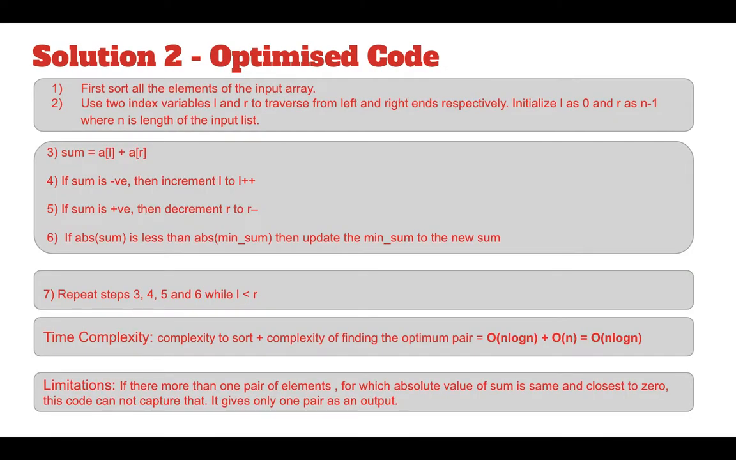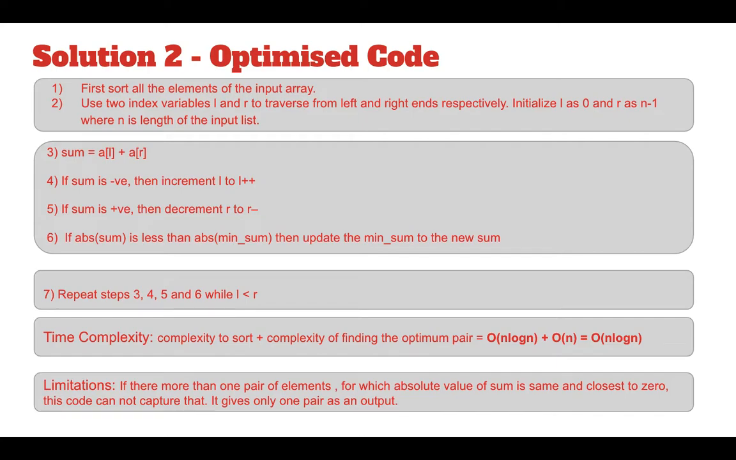The second approach is an optimized code. It will perform better and is more efficient than the brute force method. In this, first we are going to sort all the elements of the input array. Once all the elements of the input array are sorted, we will use two index variables, L and R, to traverse the list from the left and the right hand side.